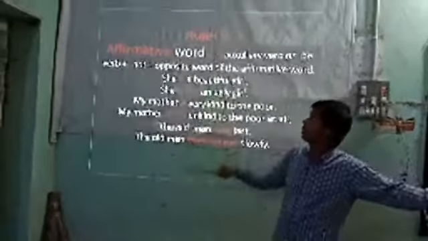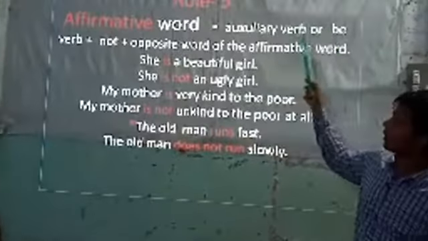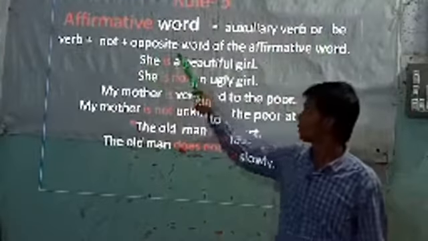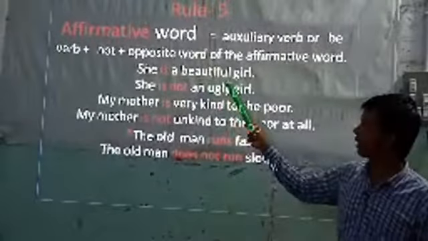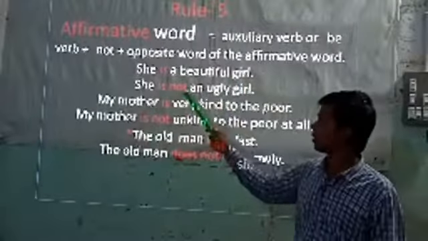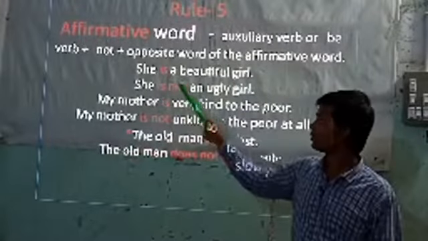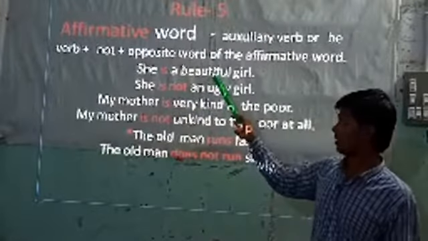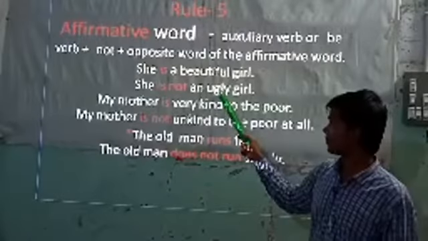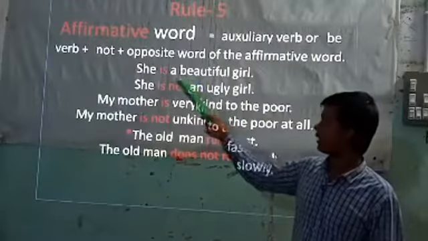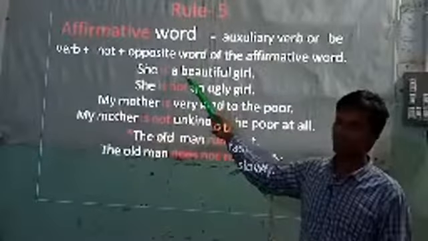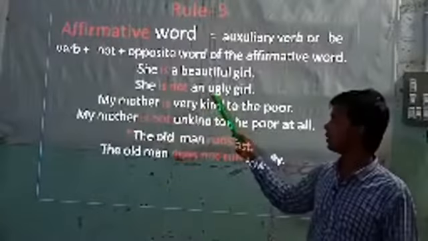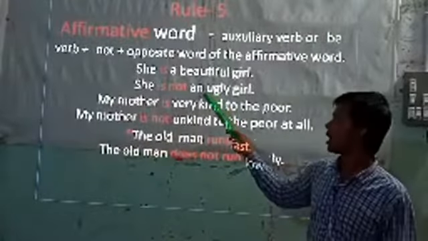Rule number 5. Affirmative word equals auxiliary verb or be verb plus not plus the opposite word of the affirmative word. She is a beautiful girl. She is not. Is here is the be verb. She is not. The opposite word of beautiful is ugly. Here is the article a and n, because b is pronounced like a consonant and u is pronounced like a vowel.